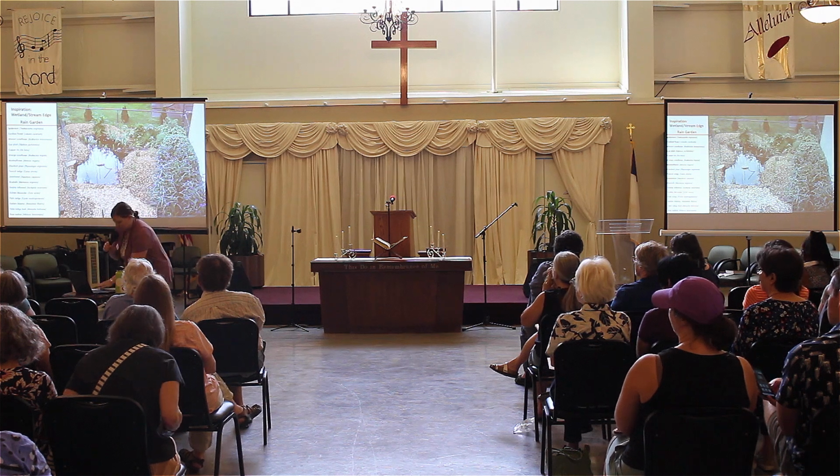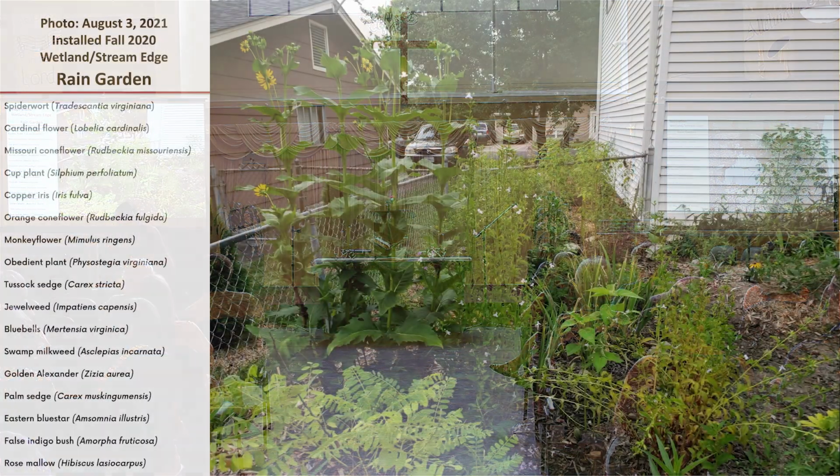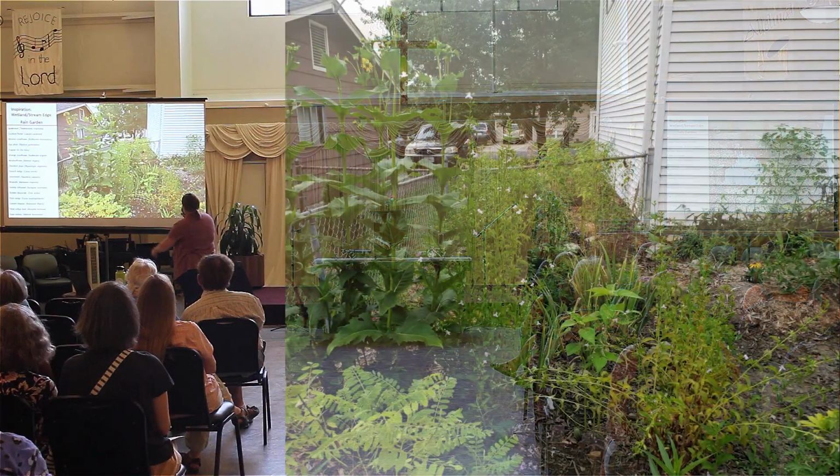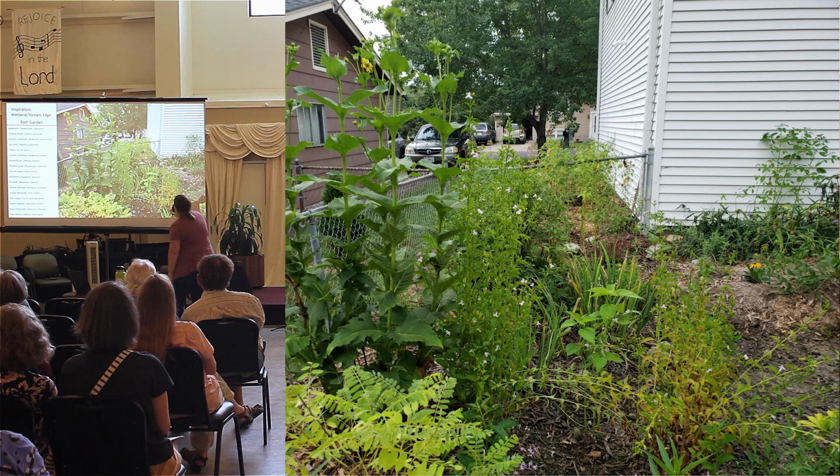Lots of different species. This photo is from August of '21. So you can see how it's changing. That cup plant is several feet taller than it was. Yes. The rose mallows come up. So that's a later blooming species. These little pink blooms are all monkey flower. And then here's the jewelweed in the back.